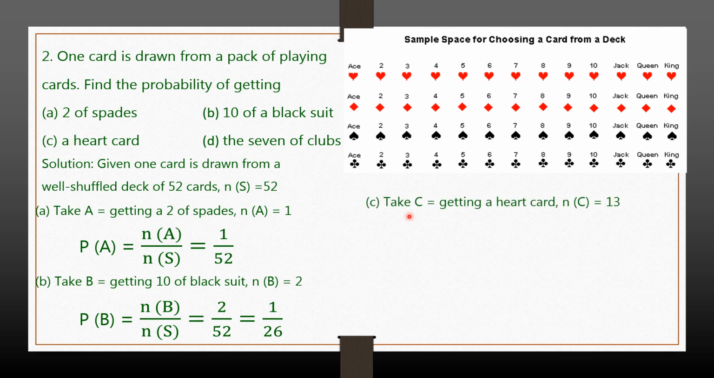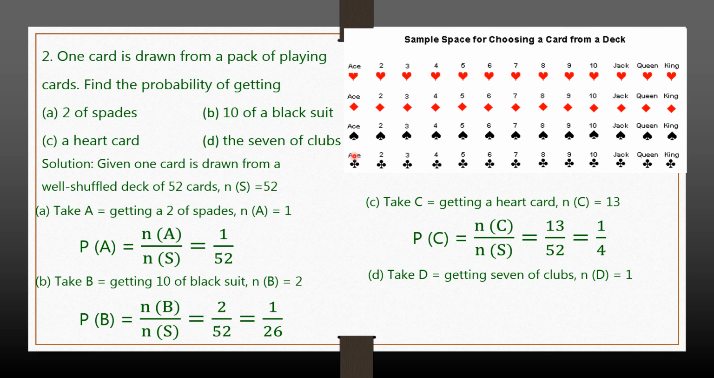Go for the next event. Take C is equal to getting a heart card. Among all the 52 cards, there are 13 heart cards. That's why the number of cards favorable to C are 13, because all these 13 cards having hearts are favorable cards to C. So n of C is equal to 13. Apply the formula for probability. P of C is n of C by n of S, that is 13 by 52. Go for cancellation with the 13 table, that is 1 by 4.